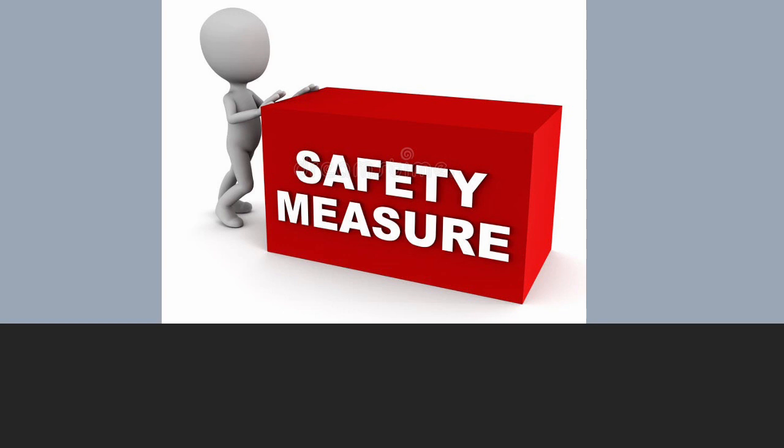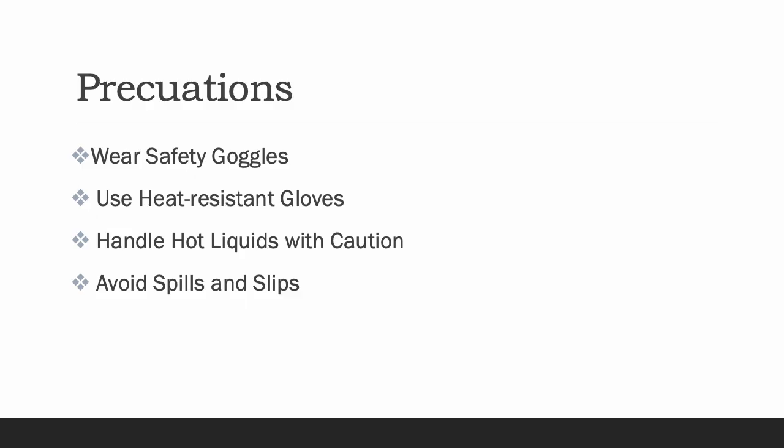But please always use the safety measures, since your safety is a priority for us. So what are those safety measures, you might ask? First, you always have to make sure that you're wearing safety goggles to keep your eyes safe. Then you always have to use heat resistant gloves so you don't get any burns on your hands or anywhere on your body. And then you always have to handle hot liquids with caution, because we don't want you to get burned. And also, always avoid spills and slips.